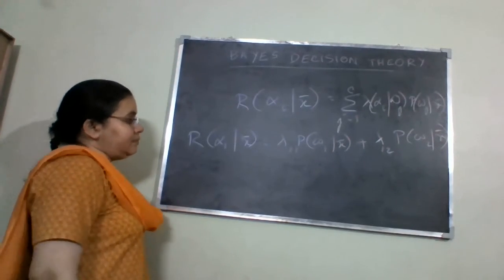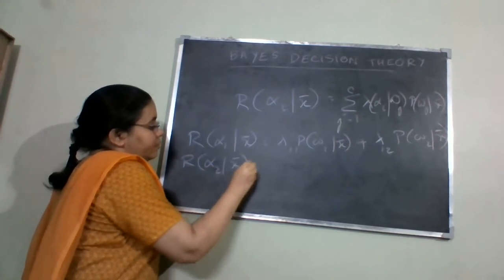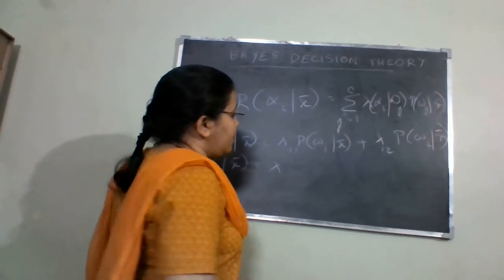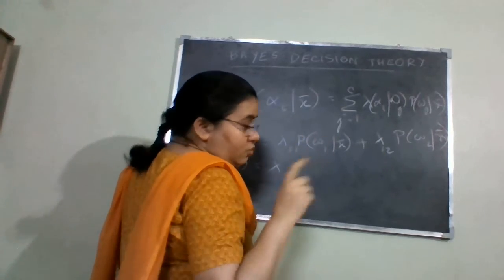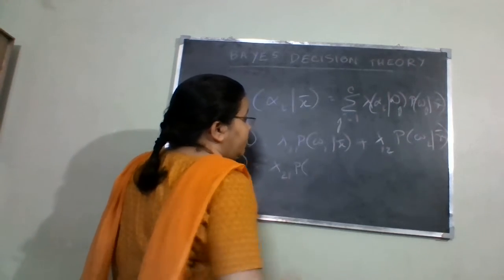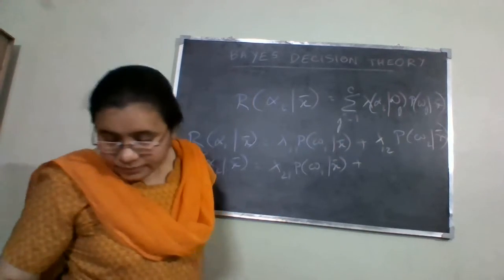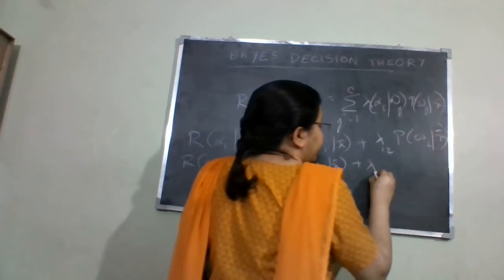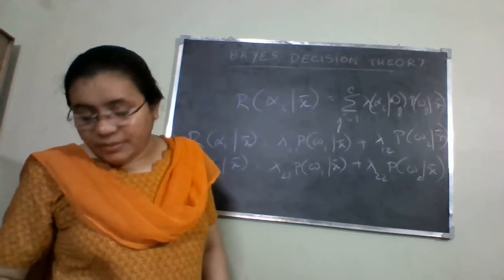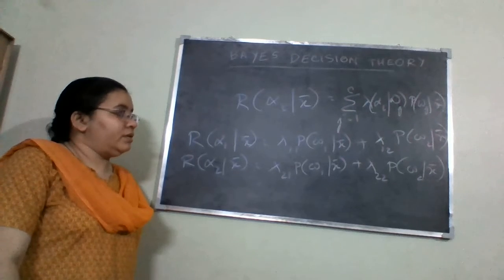Now similarly, we construct R alpha 2 x bar, that is equal to lambda. Now this decision is alpha 2. Previously it was alpha 1, now it will be alpha 2. So we will write lambda 2 1 P omega 1 x bar plus lambda 2 2 P omega 2 x bar. So please rename this equation as equation 15.